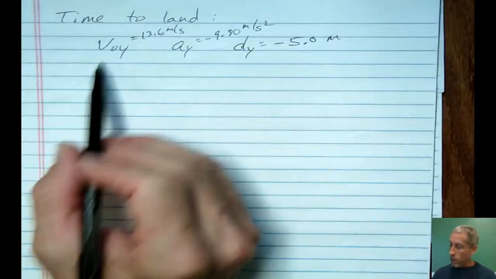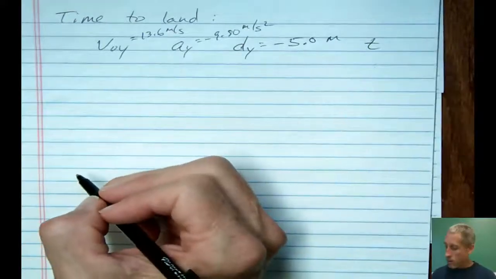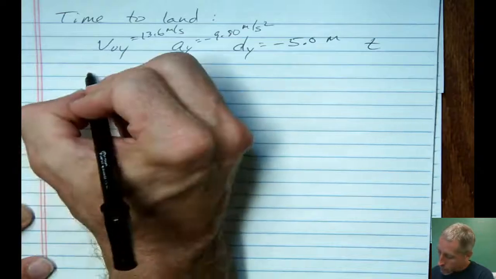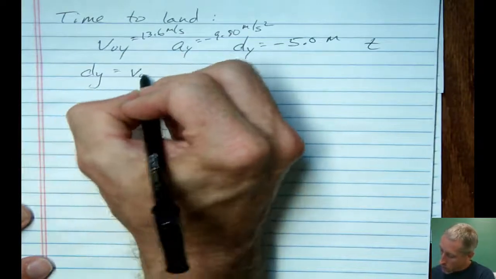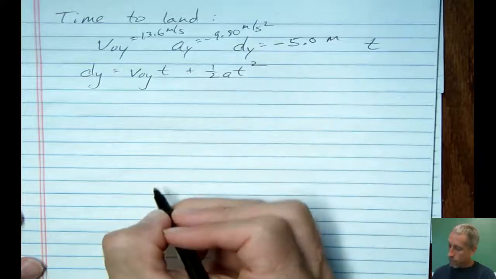And so we've got an equation that relates all this with time. And what equation is that? Well, it's the same equation we used before. dy = v₀y·t + 1/2·a·t².